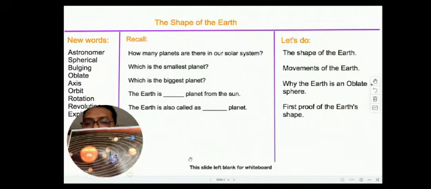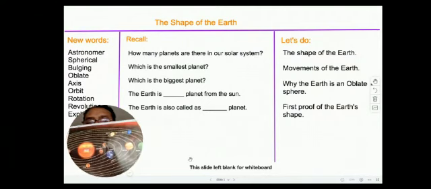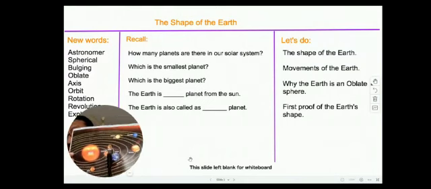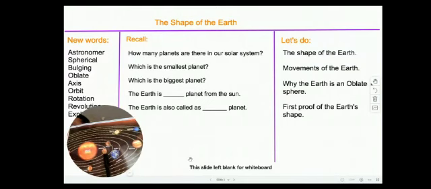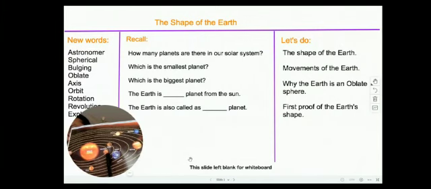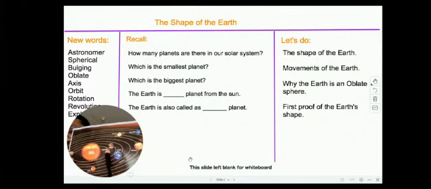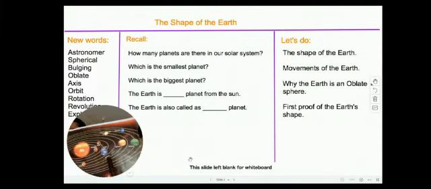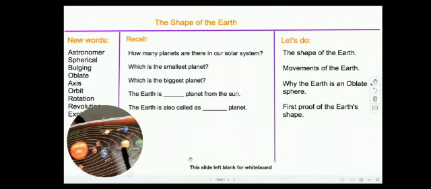Question number 2, which is the smallest planet? See here, this is Mercury. Mercury is the smallest planet in our solar system, and Mercury is nearer to the sun. And which is the biggest planet in our solar system? The biggest planet is Jupiter.